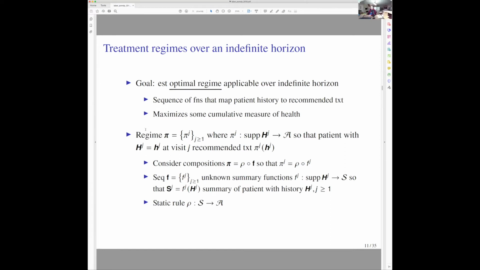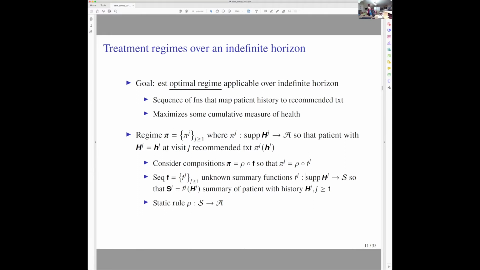The way we're going to set this up is as follows. A regime pi is just a sequence of functions pi_j for j greater than or equal to 1, where pi_j maps a history to a treatment. So a patient who presents with history h_j equals little h_j at visit j would be given recommended treatment pi_j of h_j. But in the interest of assigning rules that can be applied indefinitely, and also match this idea that the time scale should really be irrelevant, given all the relevant patient features, we're going to consider regimes that look like this. Pi is the composition of some stationary function rho with some sequence of functions f, so that pi_j is rho composed with f_j, and f_j is a sequence of summary functions.